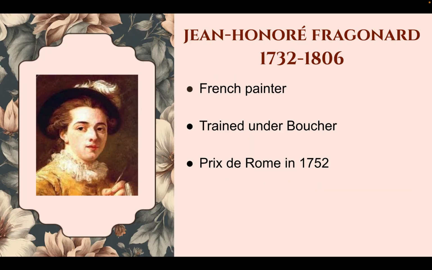Jean-Honoré Fragonard was a French painter who rose to prominence as the most talented and playful artist during the Rococo period of art. He was trained under François Boucher and won the prestigious Prix de Rome in 1752. Fragonard was known for his brilliant brushwork, playful scenes, and sensual subject matter, and King Louis XV's support helped him develop into an outstanding artist focusing on pleasure and romantic imagery.